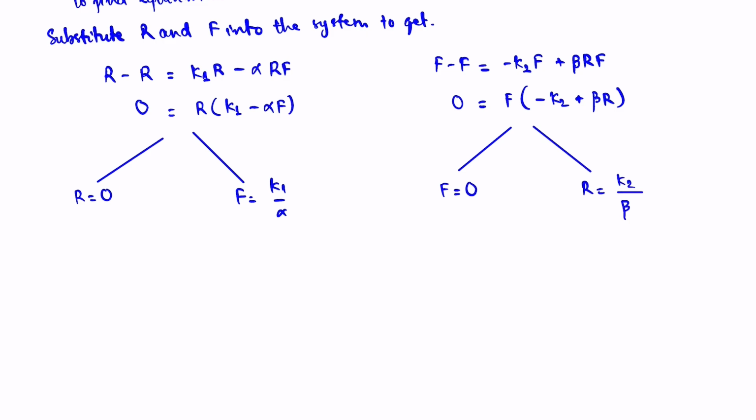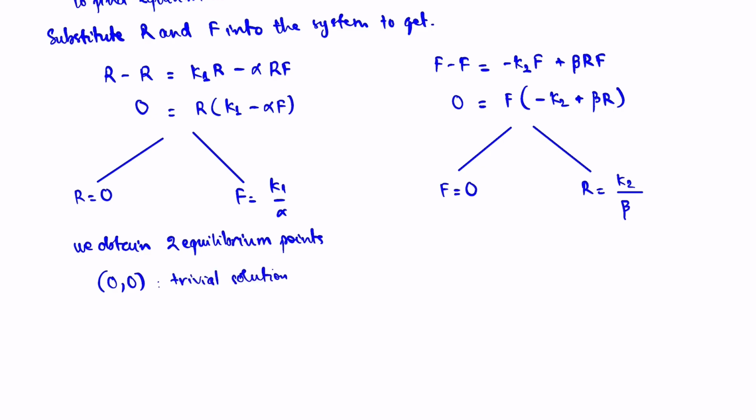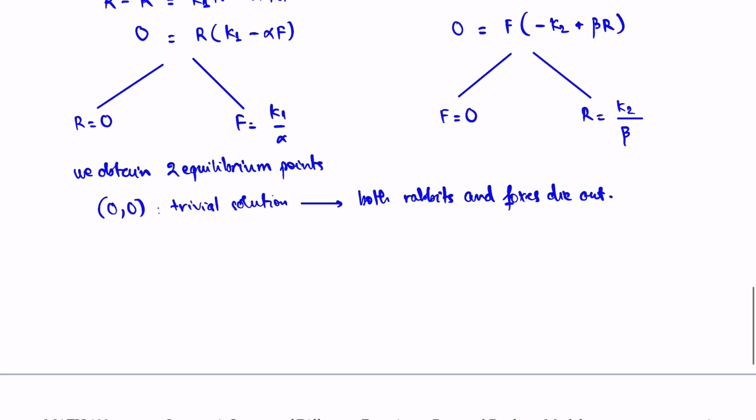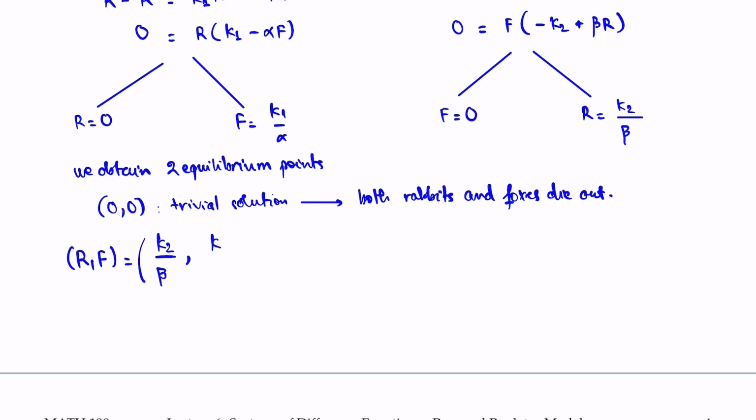So from this analysis, we obtain two equilibrium points. You have (0, 0), which is a trivial solution. This solution says that over time, both the rabbit and fox populations will die down. And we have another equilibrium point, (R, F) equal to (k2 over beta, k1 over alpha). And this is a non-trivial solution.